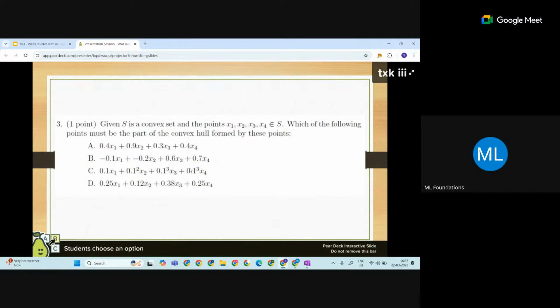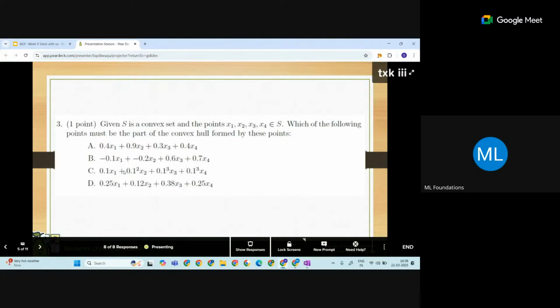So directly you can neglect option B, because it contains negative numbers. And option C you can also directly neglect, because very easily you can sum them all. It is not going to be easy to sum them all, and it will not be 1. So only we have options D and A.